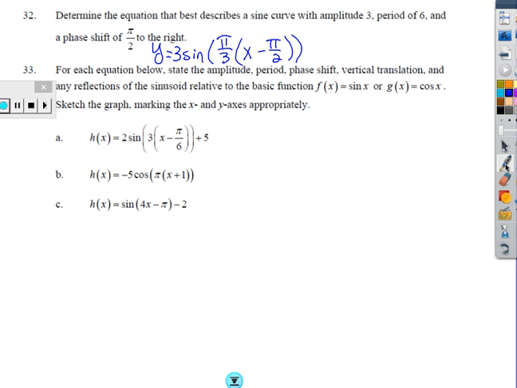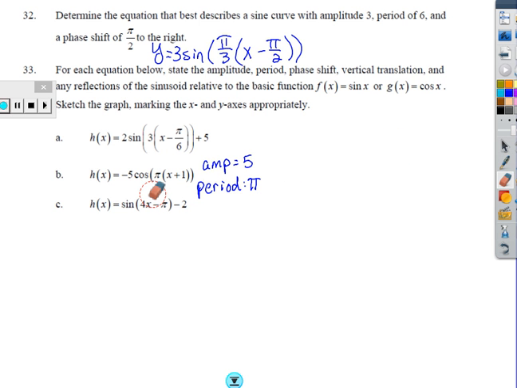So in letter B, I'm told the amplitude is 5. That's nice and easy. Remember that the amplitude is the absolute value, so it can't be negative. Now in this case, it's a little bit tougher to tell what the period is. Remember that your period is 2 pi over k. And in this case, k is 2, so your period here is pi. Remember that k is always the value that's right there. Alright, so we've got our period.